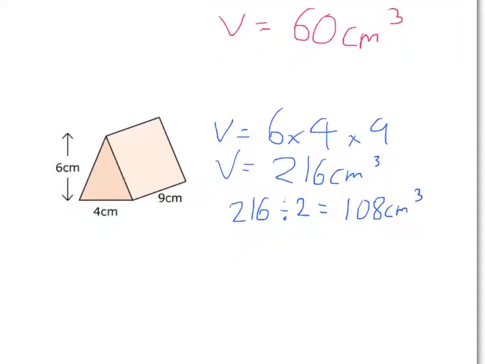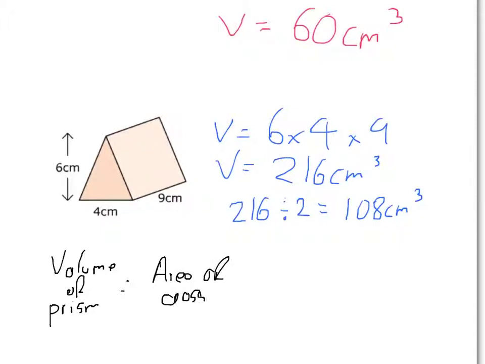Now there's another way of finding the volume of this triangular prism. And you'll find in the front of your exam paper you have an equation for finding the volume of a prism, which is given as the area of the cross section times by the length. Now this works for any prism. Now remember, a prism means that if you cut this shape in half, you'd have exactly the same triangle at the end as you do at the moment.